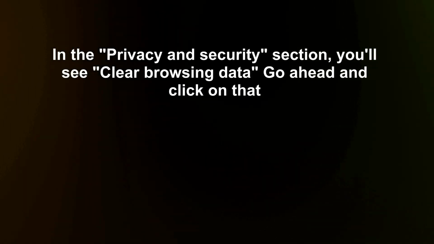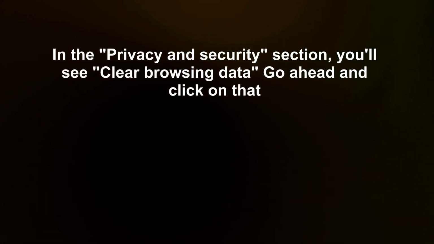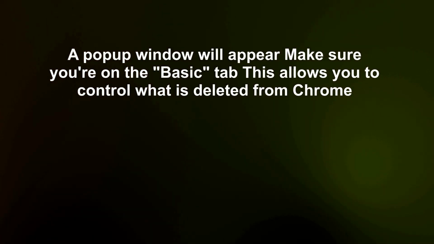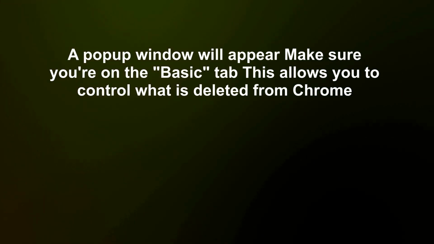In the Privacy and Security section, you'll see Clear Browsing Data. Go ahead and click on that. A pop-up window will appear. Make sure you're on the Basic tab. This allows you to control what is deleted from Chrome.